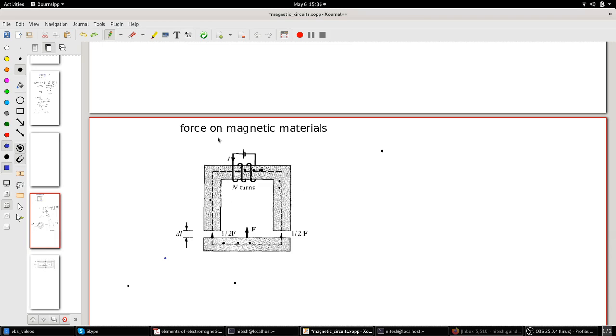We have already gone through magnetic circuits, the concept of it, converting a magnetic device into a magnetic circuit. Now we'll apply the similar concept to the force on magnetic materials. So think about this particular application. Finding the force needed will be used in magnetic levitation.